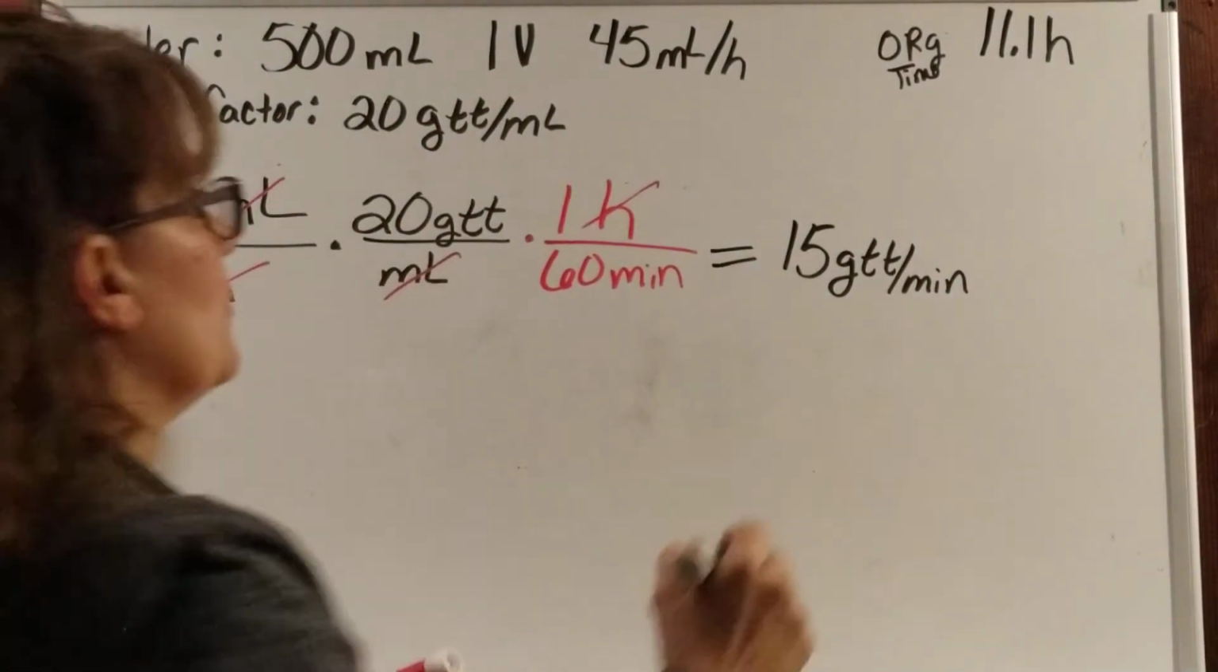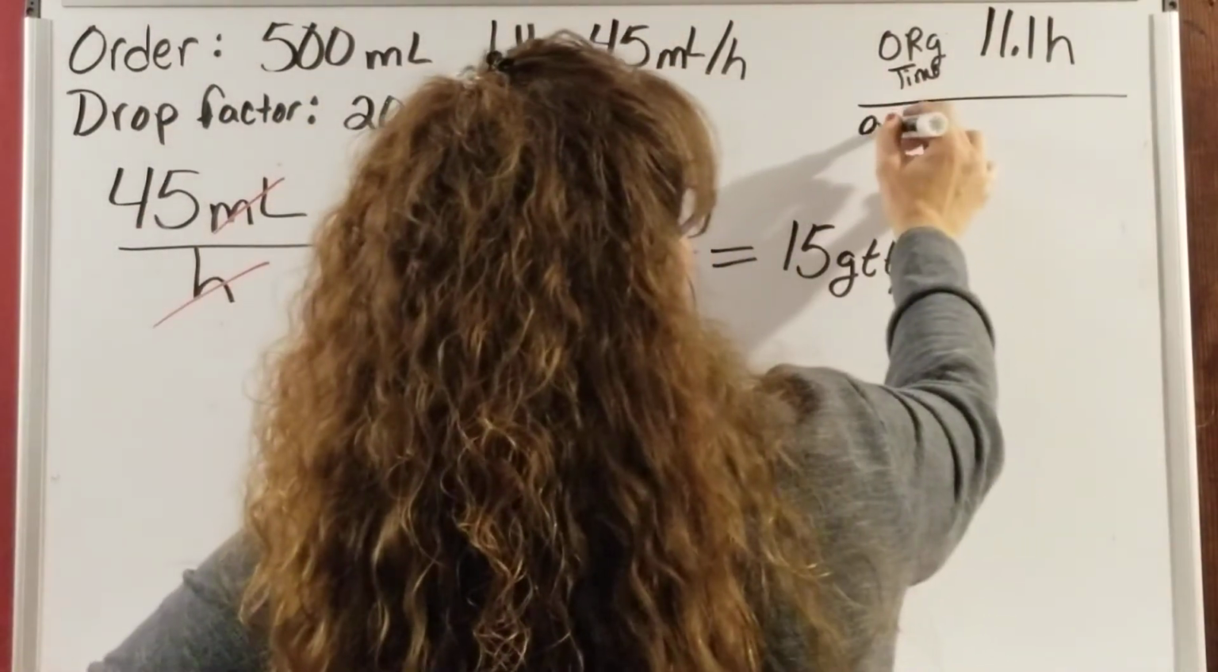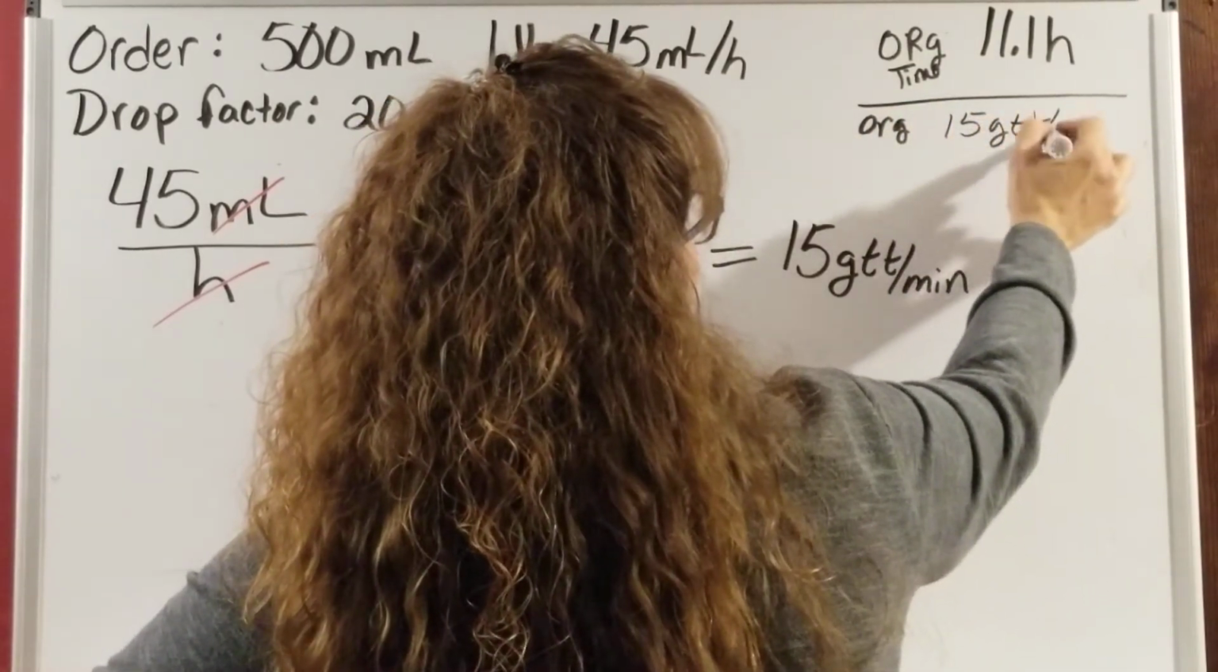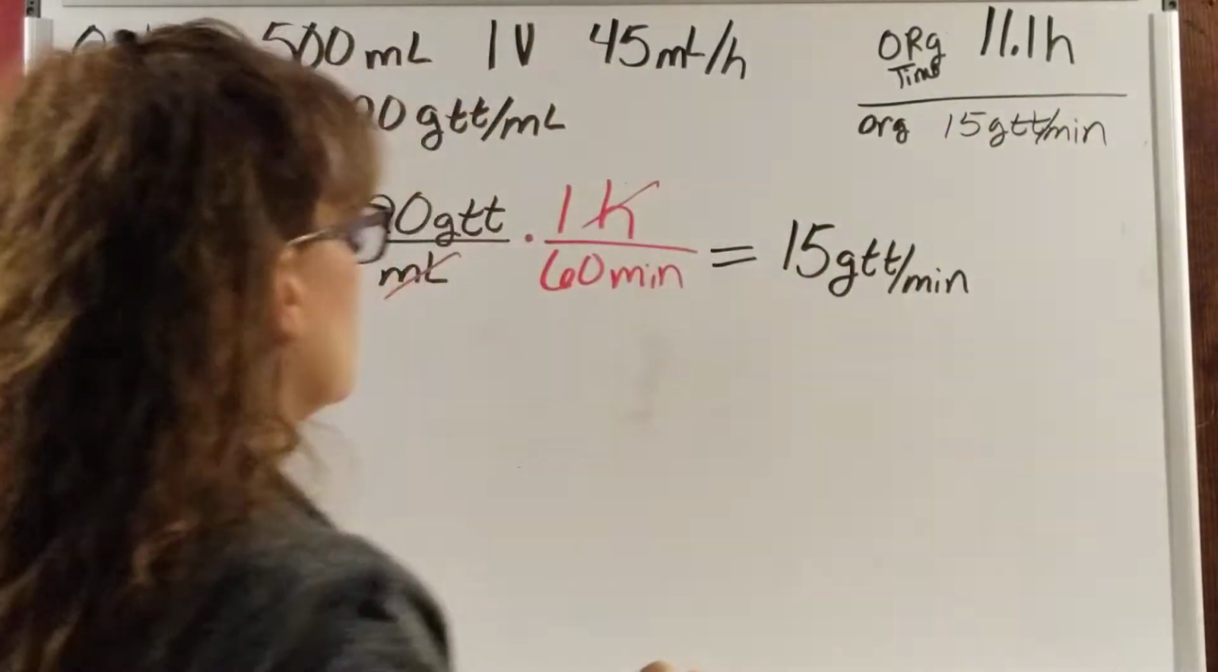So this is my original. I'm going to draw a line. I'm going to put original 15 drops per minute. We'll need this later on since we're doing variation.